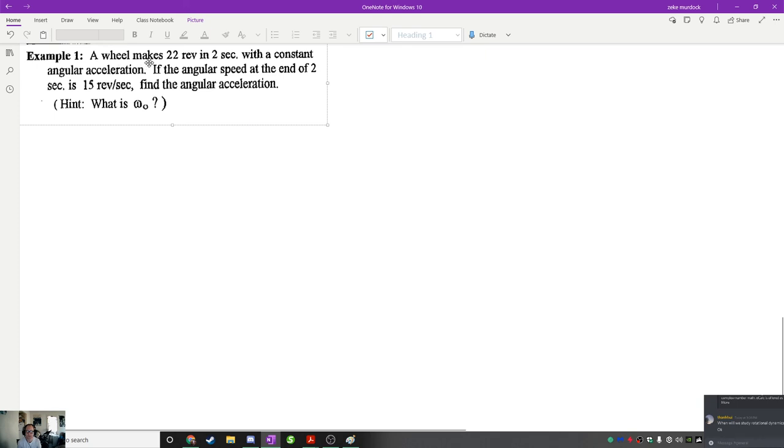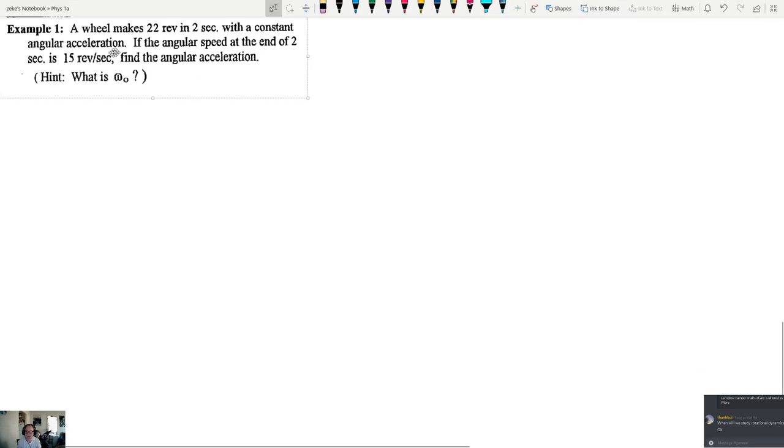Okay, here's another example of a problem we can do with this. The only difference with this one is it has different units, and I just want to make sure that you understand how to convert between the units. It says a wheel makes 22 revolutions in 2 seconds with a constant angular acceleration. If the angular speed at the end of 2 seconds is 15 revolutions per second, find the angular acceleration. Okay?